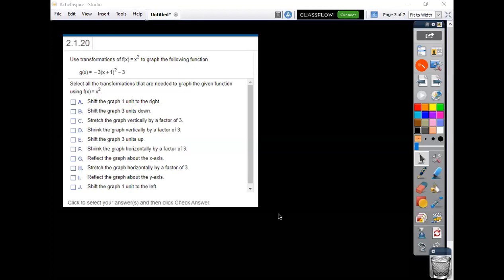Okay, Algebra 2, problem 2.1.20. It's another one just like the last one where you have to identify all of your transformations. So the -3 out in front is going to flip it over the x-axis. That's going to stretch it 3 vertically. The x plus 1 is going to shift it 1 to the left, and the -3 is going to move it down 3. So where do we have all those over here in our list?